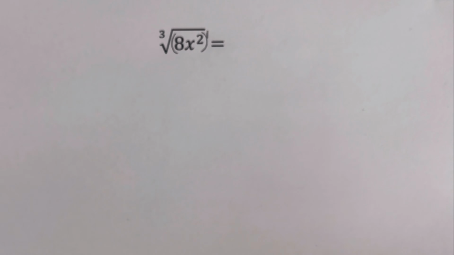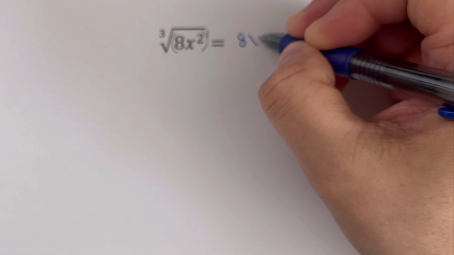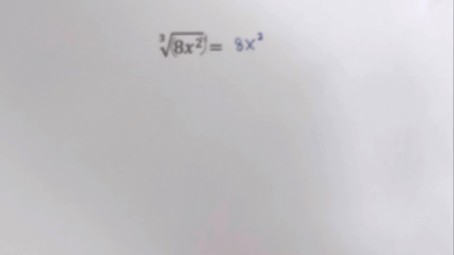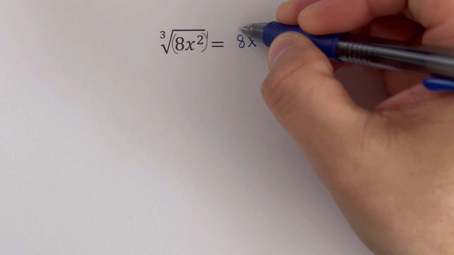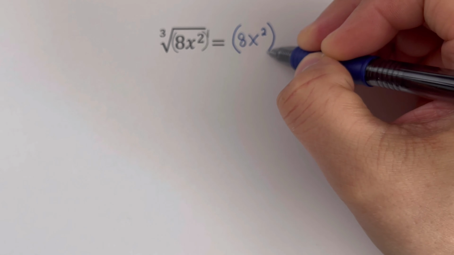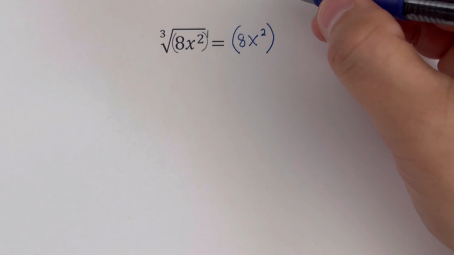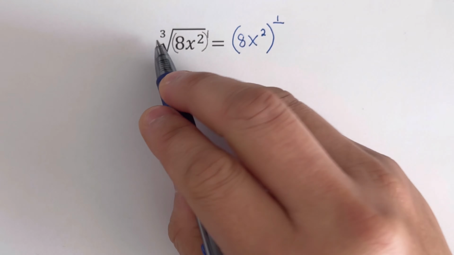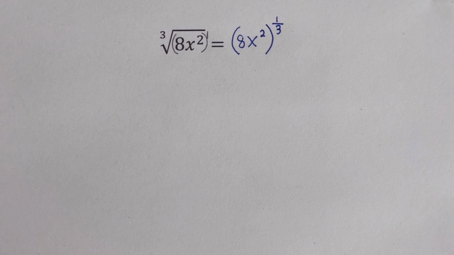So that we can go ahead and rewrite this as 8x squared. That is the base of the radicand. And this is again raised to the power, we have to write the m. Our m is 1. And then our n is 3. So this whole thing is raised to the power 1/3.